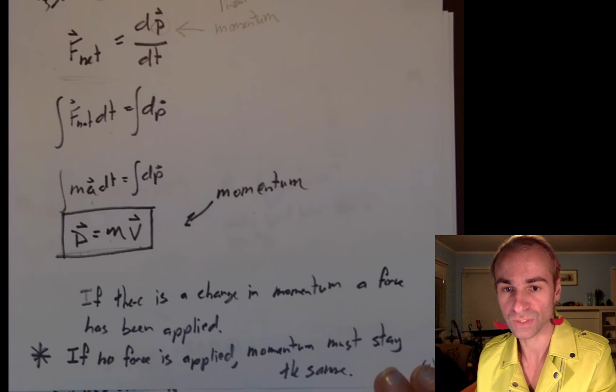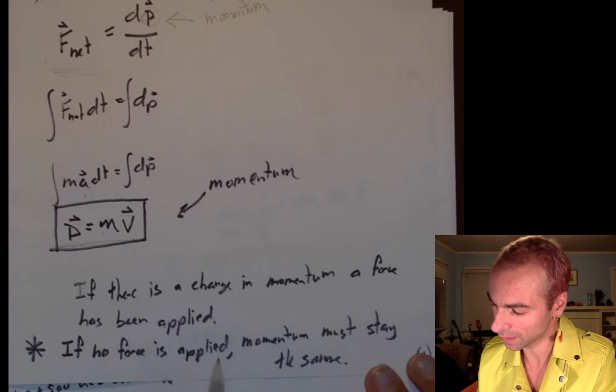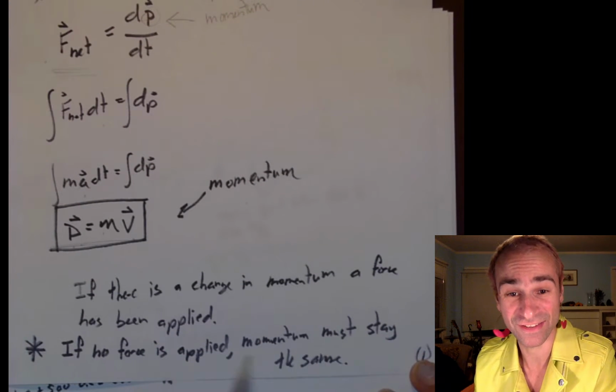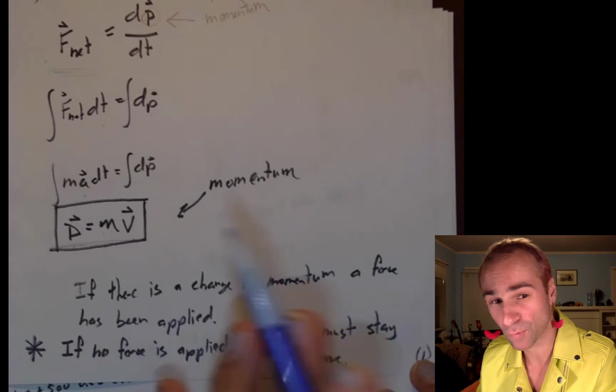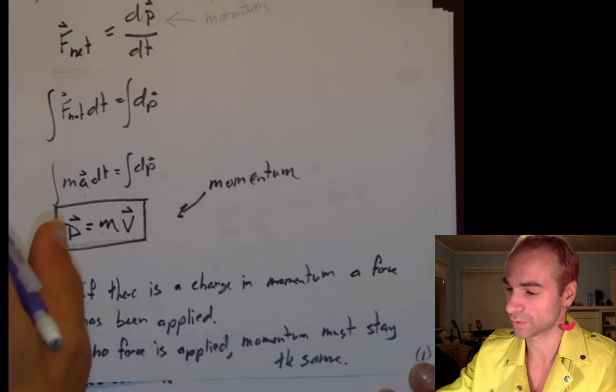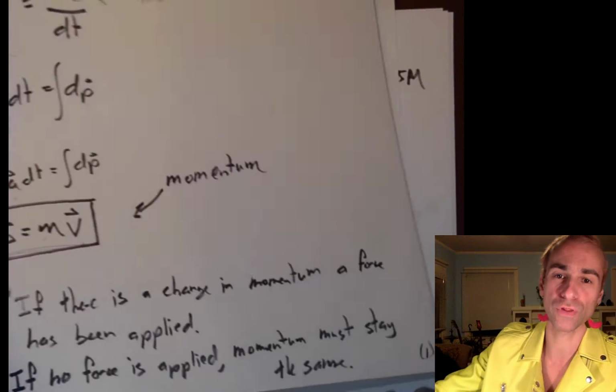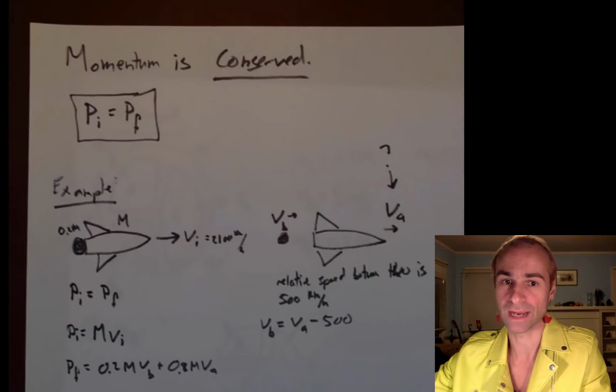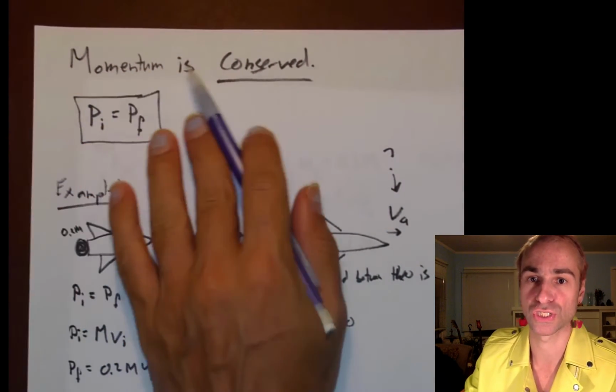Okay, so if no force is applied, momentum must stay the same. If no force is applied, the momentum will be constant. So what does that mean? There's a word we use to describe that, and it is that momentum is conserved.